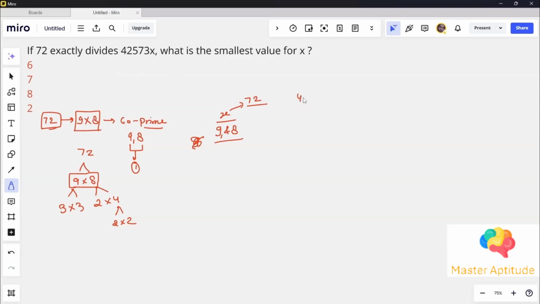So this number is 42573x. Now tell me, what is the divisibility rule of 8? The divisibility rule of 8 is nothing but if the last three digits of a number are completely divisible by 8, it means this complete number will also be divisible by 8. So let's check the last three digits: 73x divided by 8. 8 9s are 72, 1.